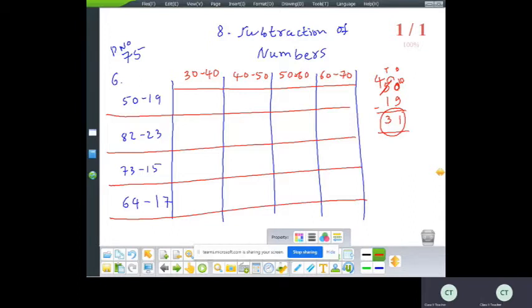First check the range. 30 to 40, 40 to 50, 50 to 60, 60 to 70. First count numbers from 30 to 40. 30, 31. Yes, 31. The number 31 lies in between 30 to 40. We must find the subtraction of 50 and 19. 50 minus 19 is 31. This answer 31 lies in between 30 to 40. Yes, our answer is here. Put right symbol here.